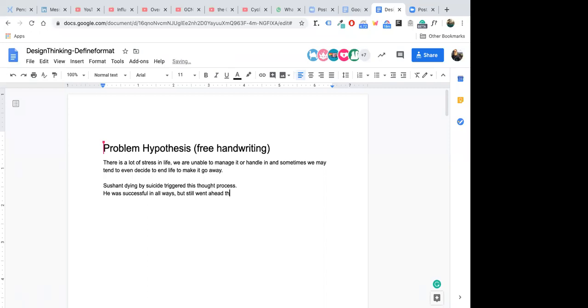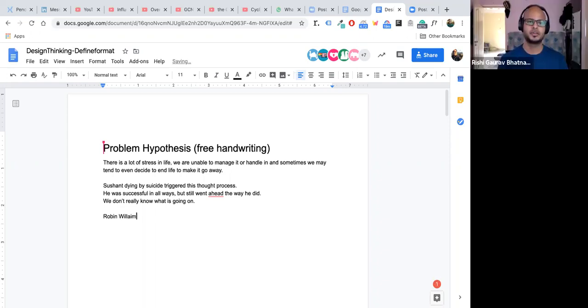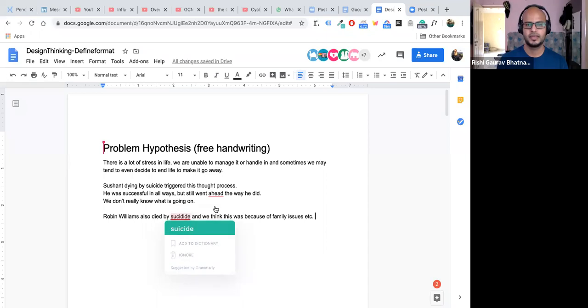And also there are people, I heard Robin Williams, I think. He was a four-time winning Oscar. But the family issues or the marriage issues, you can say, were so much that he died by suicide. And we think this was family issues, etc.